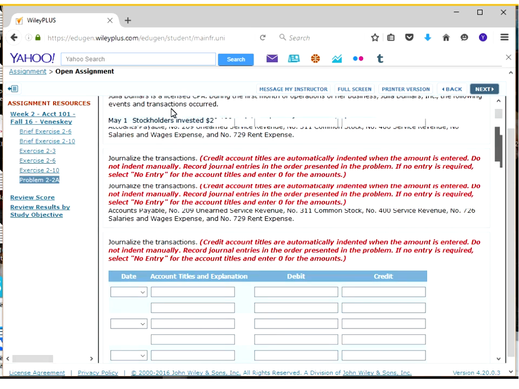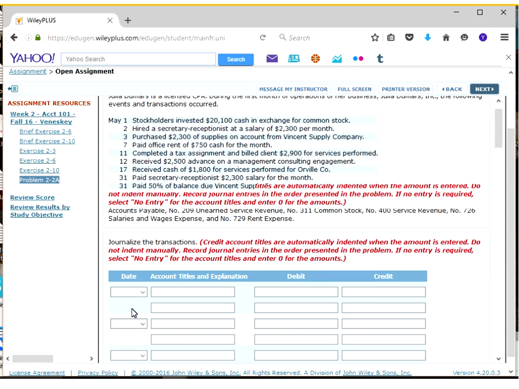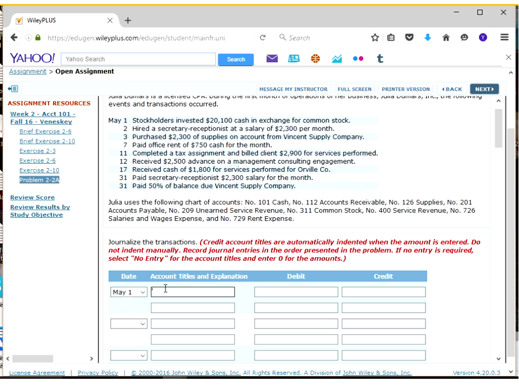With the first one here on May 1st, the date's pretty easy. We ask the question, what did the business get and how did the business get it, which is our credit question. The stockholders invested a little over $20,000 in cash in exchange for common stock. What the business got was money. In accounting terms, we call that cash. In Wiley Plus, you always want to type in the first couple letters. In this case it's pretty easy, but it's always best to use the drop-down, because if you misspell it, you will miss it. It's very tricky on that. So use the drop-down. Just type in the first 3 letters.